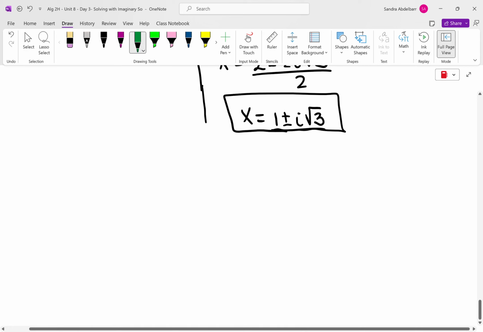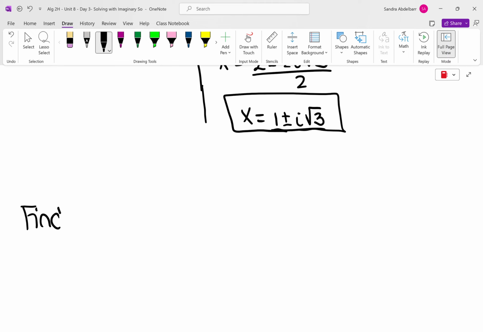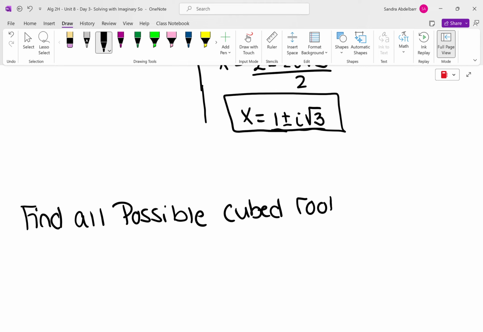All right, you guys try this next one on your own. So I want you once again to find all possible cubed roots of 27.